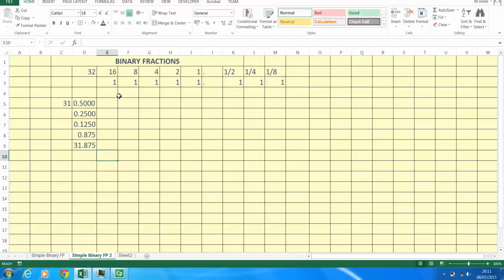And so my final number will be 31.875. So the string of binary digits 1, 1, 1, 1, 1, point 1, 1, 1 equals 31.875 in denary or decimal.